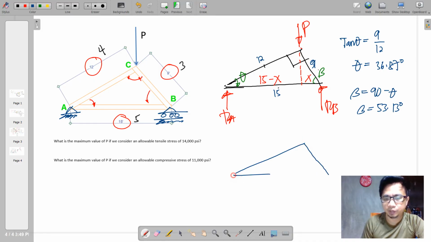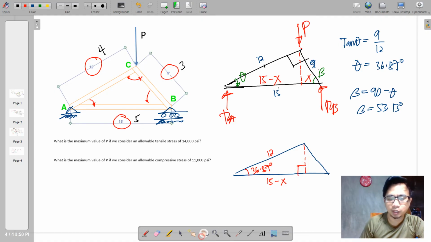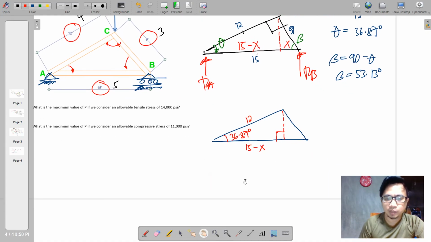Knowing all the angles, we are now ready to determine x by considering two right triangles on opposite sides of this larger triangle. This is already bisected, so we know this one is 36.87 degrees, this is 12, this is 15 less x, and this will be our right angle formed by the bisecting line. So we can now write the function: 15 minus x is adjacent and 12 is the hypotenuse, so therefore we are going to use cosine.